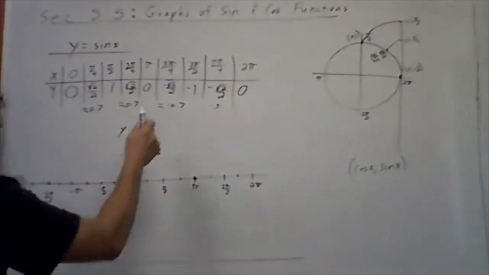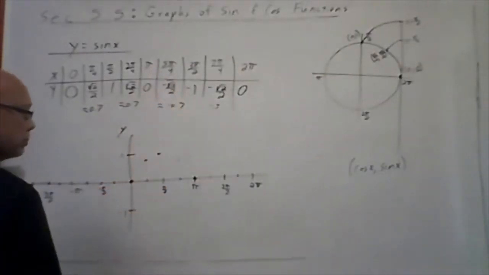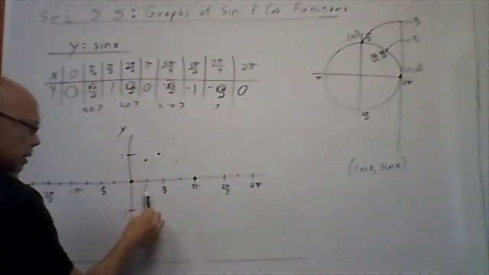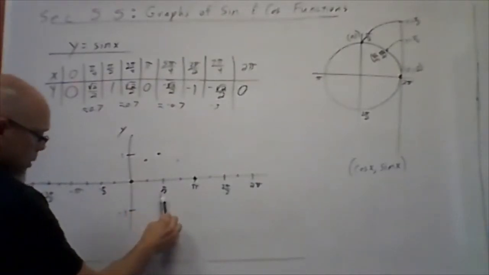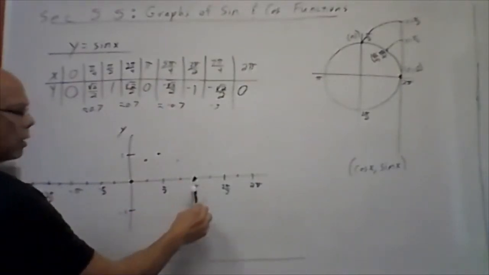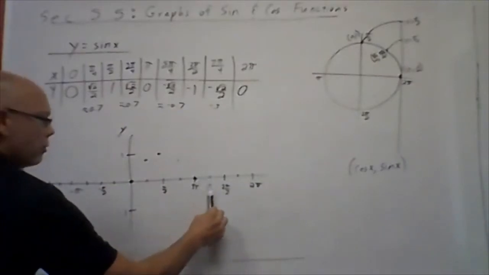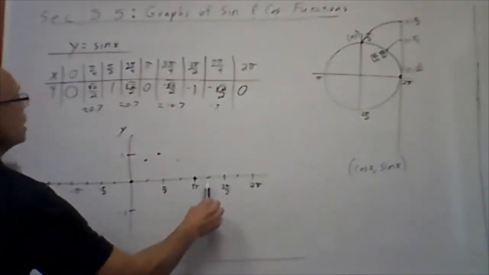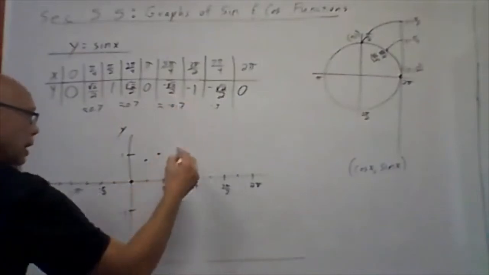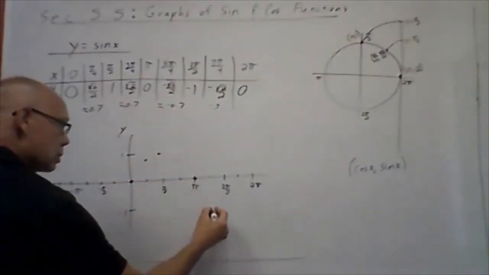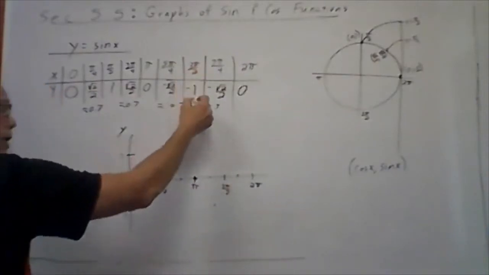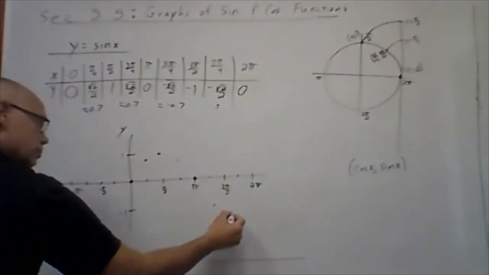How about plotting my next point? 5 pi over 4. Well, look at how these are laid out. That's 1/4 of a pi, 2/4 of a pi, 3/4 of a pi, 4/4 of a pi, 5/4 of a pi. So 5/4 is here. So at 5 pi over 4 I have about negative 0.7. Then at 3 pi over 2, I'm at negative 1.